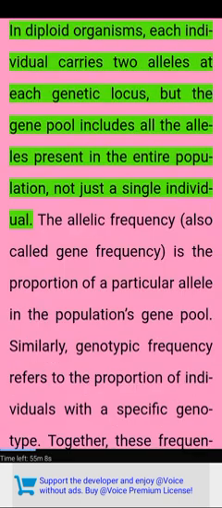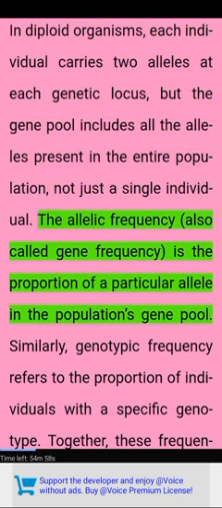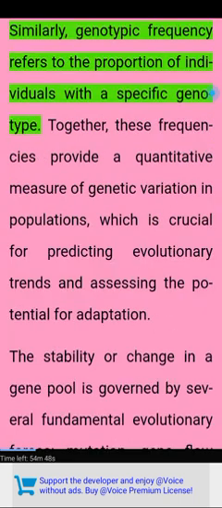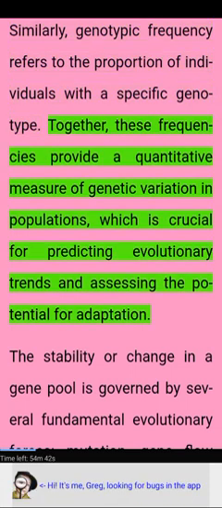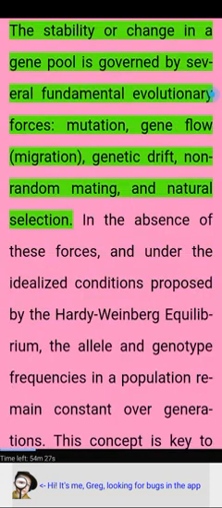In diploid organisms, each individual carries 2 alleles at each genetic locus, but the gene pool includes all the alleles present in the entire population, not just a single individual. The allelic frequency, also called gene frequency, is the proportion of a particular allele in the population's gene pool. Similarly, genotypic frequency refers to the proportion of individuals with a specific genotype. Together, these frequencies provide a quantitative measure of genetic variation in populations, which is crucial for predicting evolutionary trends and assessing the potential for adaptation.